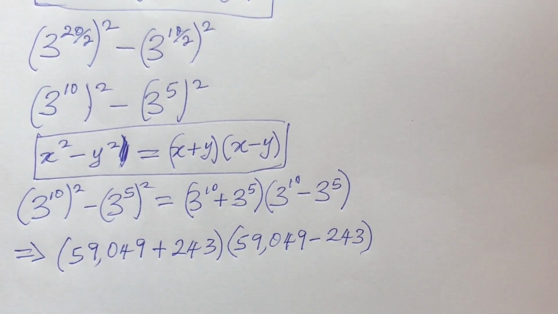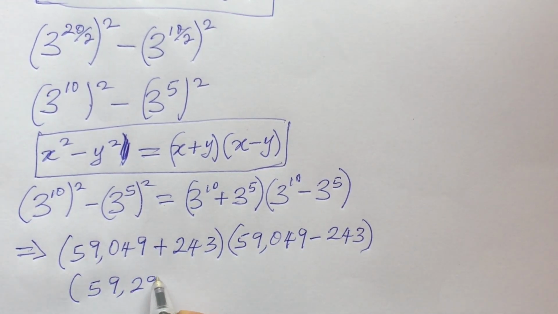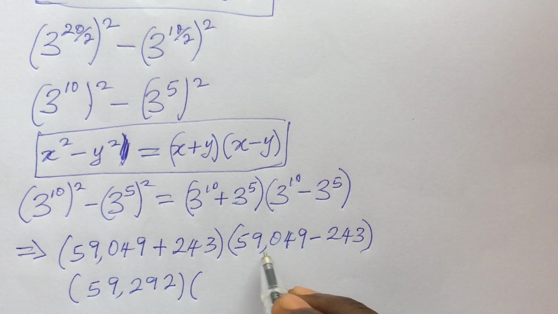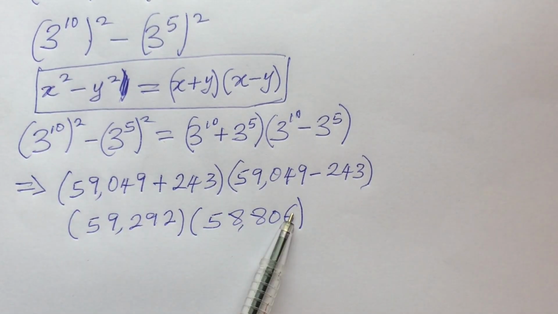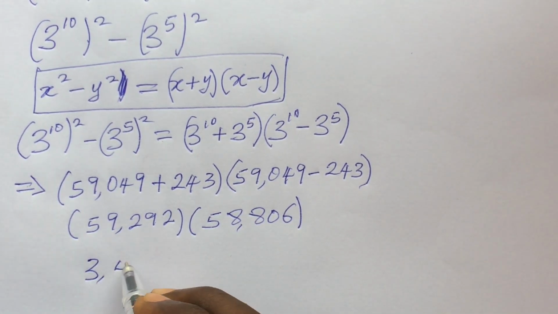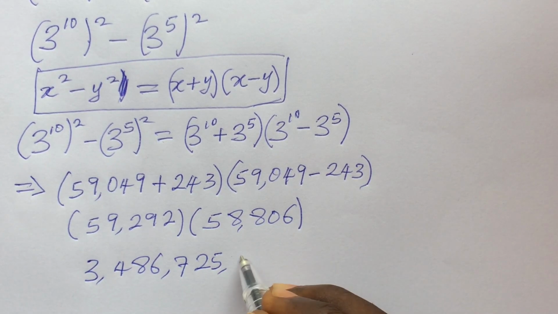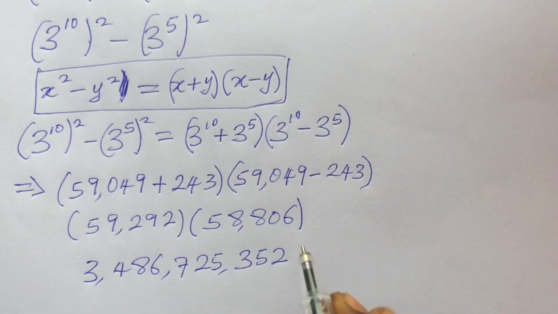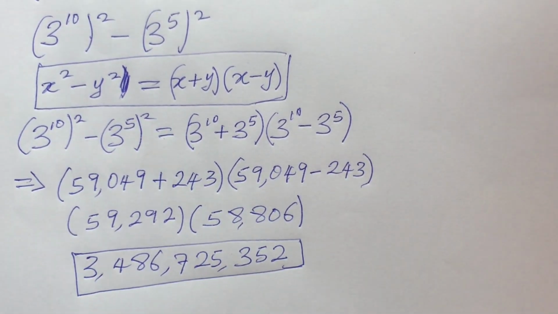So if we go by that, the first bracket will give us here 59292. Then the bracket open. If we carry out the subtraction here, we're going to have 58806, close bracket. So if we multiply this with our long multiplication method, then we're going to have this to be 3486784352. So this is our answer to this simplification.